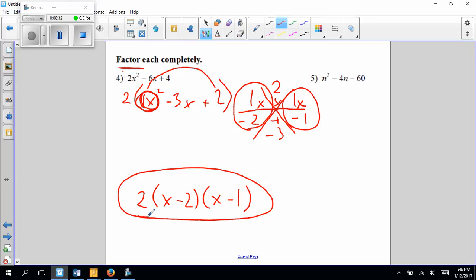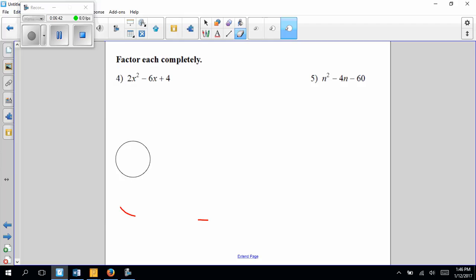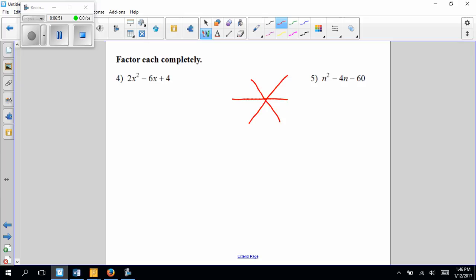If it said solve, then you would see an equal sign and you would set each of your factors equal to 0 to solve. All right, question number 5. Question number 5, again, factoring. If you look at it right away, you see that there's nothing that you can pull out. So you automatically go straight into your x. Put that in there as well.